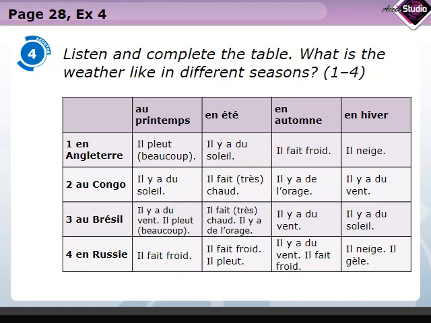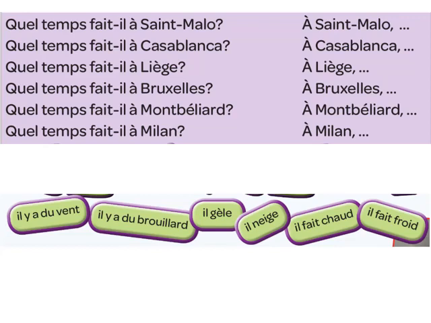Anyway, well done. We're going to have a little look at a rap with some matching rhymes here, and you're going to try and work out what comes next. Right, here we're listening out for sounds which match, okay? So down the bottom you've got some phrases to do with the weather that we've learnt. Il y a du vent, il y a du brouillard, il gèle, il neige, il fait chaud, il fait froid. So for example, the first one, quel temps fait-il à Saint-Malo? It's an O sound we're looking for. Which one of those has got an O sound at the end?